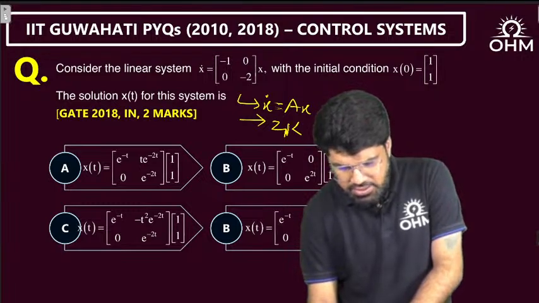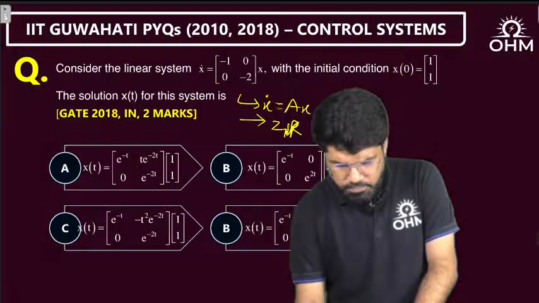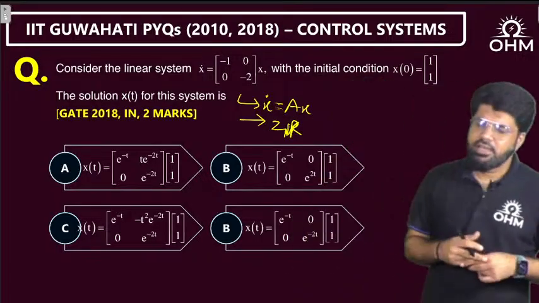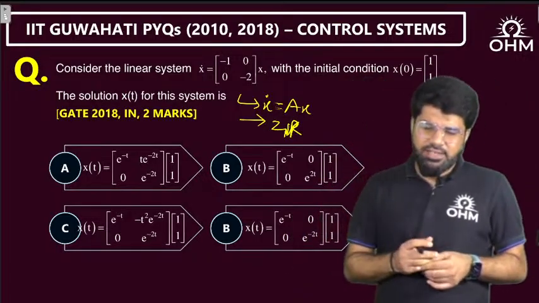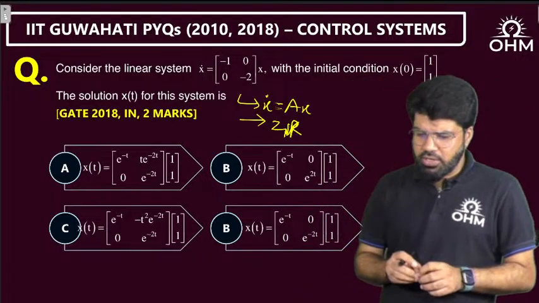Guys, I think there is some issue. I need to restart, but probably this is the last question, so I'll explain this orally only. Again this is the ZIR case. What is x(t)? x(t) is phi(t) into x naught. The options are not even asking you to multiply.